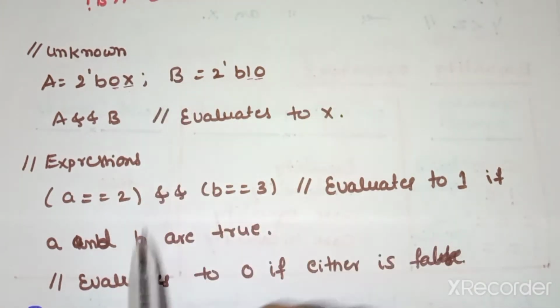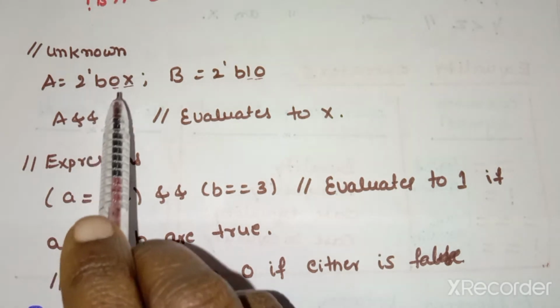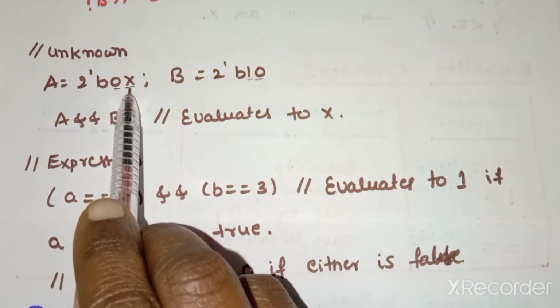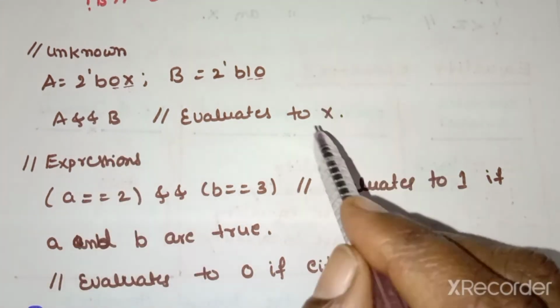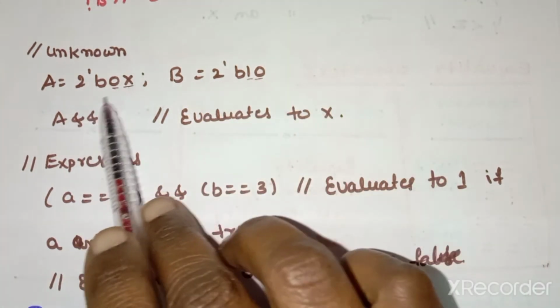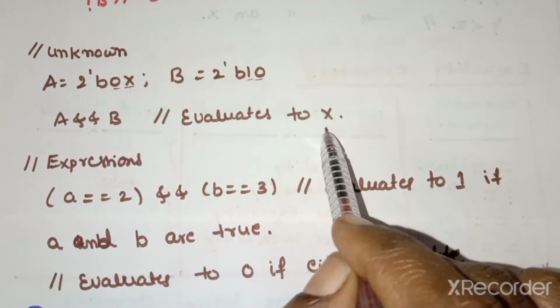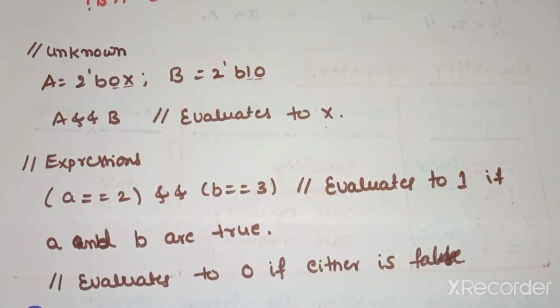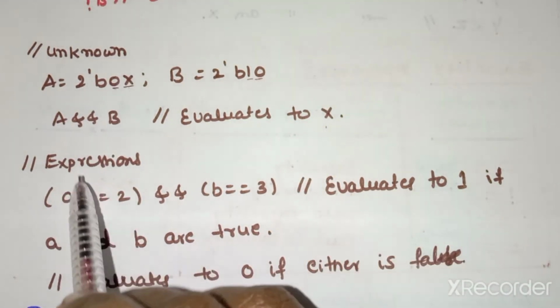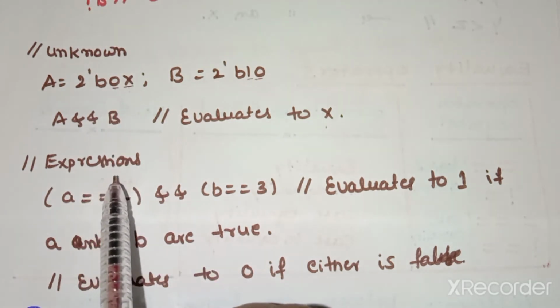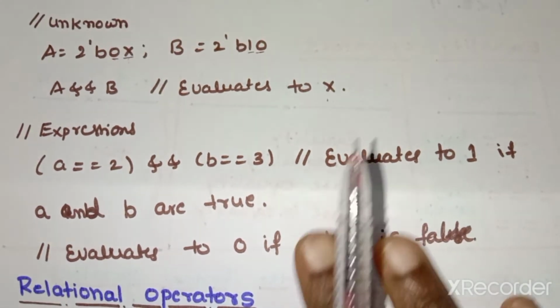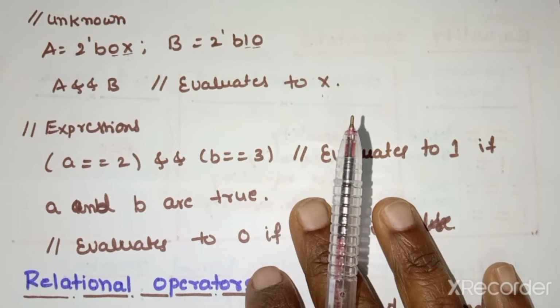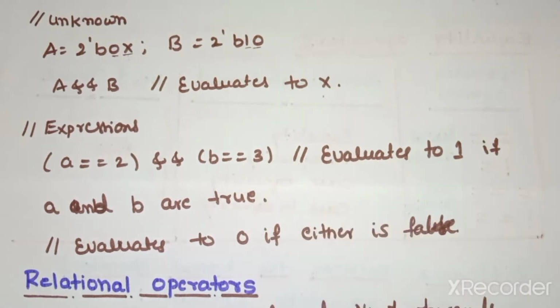Remember that in the logical operators, if any value is x, the ambiguous value, then the result is x only, whatever the other values may be. Now let us see another example for the logical operators, where they are applied to an expression, and how it is evaluated.